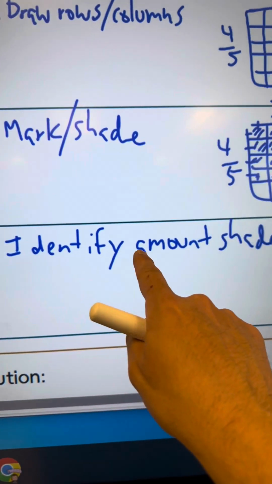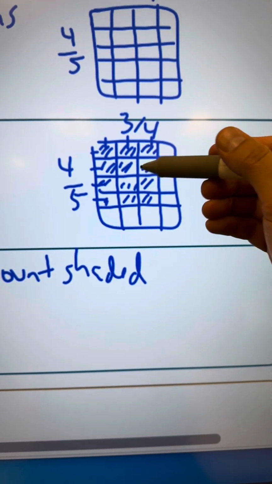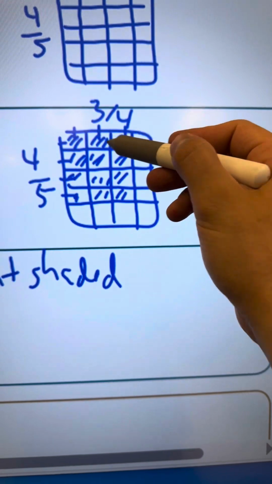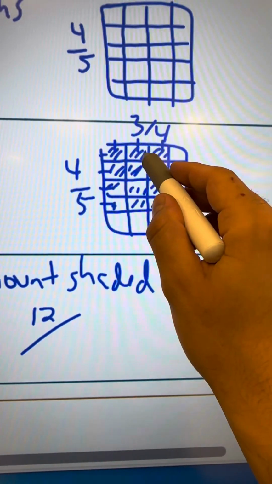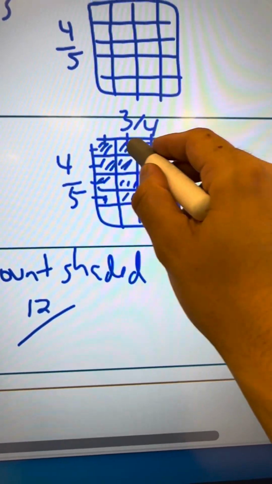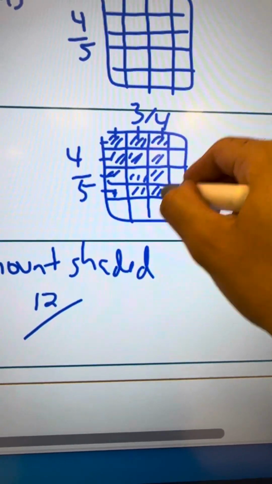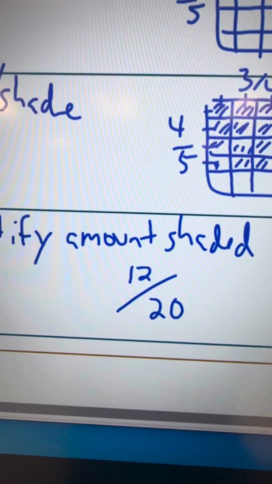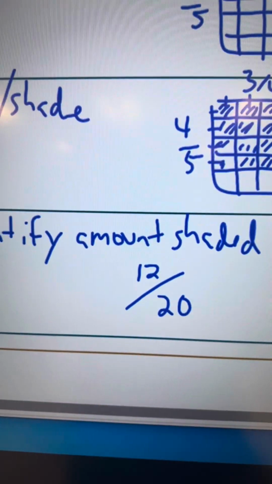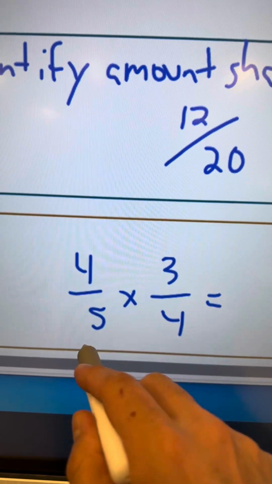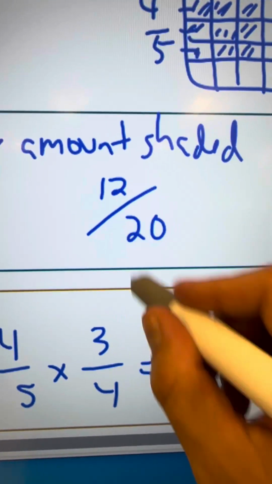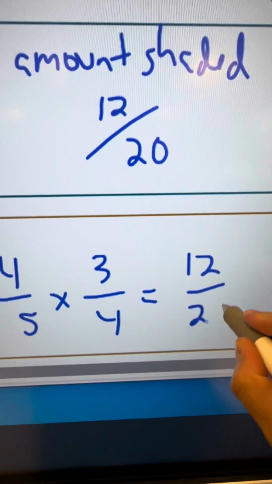And step 5 is to identify the amount that's shaded. So if I count the boxes that are shaded, 3, 6, 9, 12. I shaded 12 boxes out of a total of 4 by 5. So if I were to count all these out, 5, 10, 15, 20 boxes. So I shaded 12 out of 20, and that represents my answer. And now, for your solution, you just write down the original problem. 4/5 times 3/4 equals, and then you write down your answer, which was 12/20.